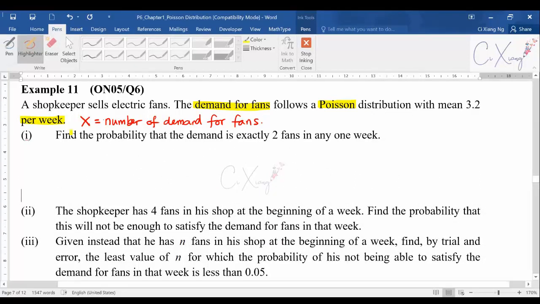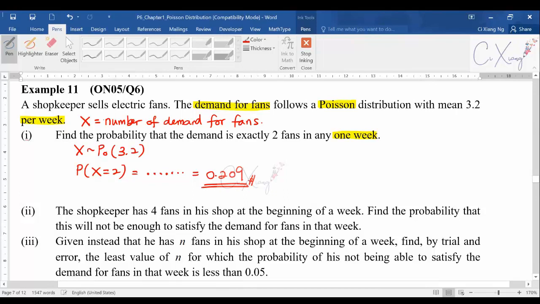Here, first question, find the probability that the demand is exactly 2 fans in any 1 week. They are still asking for 1 week in the question itself, so you no need to change the mean. So X is still Poisson distributed and the mean is 3.2. They want you to calculate the probability X equals 2. I will not write out the steps for you, please try it on your own. The answer is 0.209. This one is very straightforward, so I will just leave it for you to save time.